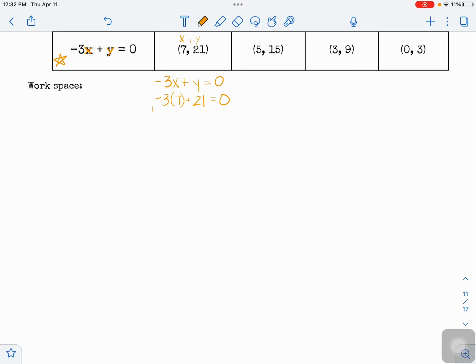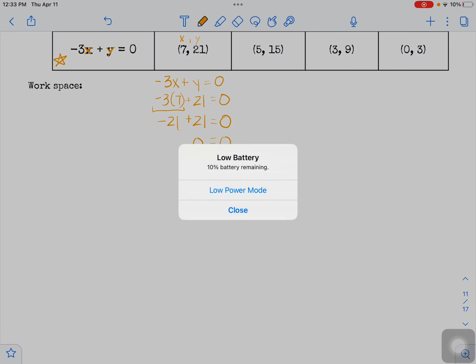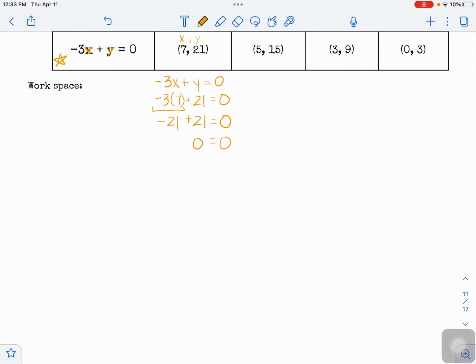So with PEMDAS, we're going to first multiply. Negative 3 times 7 is negative 21. And indeed, negative 21 plus 21 is 0. So this point is on the line, because when I substitute the x and the y in the equation, I get a correct answer. I get equals 0.